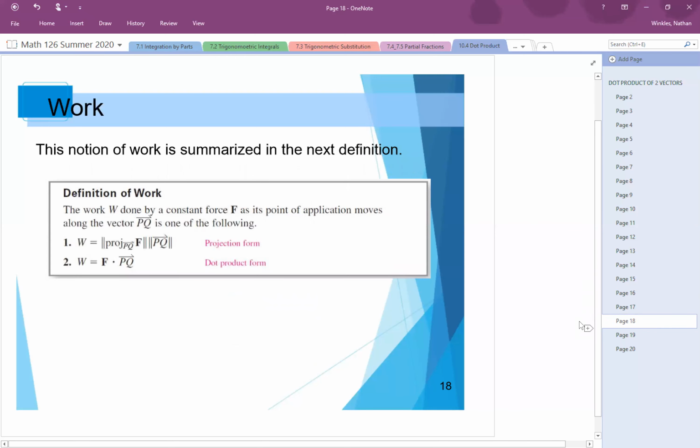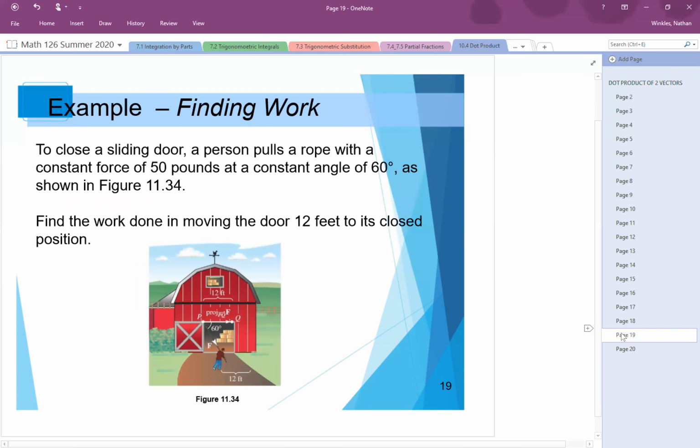This notion of work is summarized in this definition. The work W done by a constant force F, whose point of application moves along the vector PQ, is one of the following. W equals the magnitude of the projection of F on PQ times the magnitude of PQ. This is the projection form. In dot product form, W equals F dotted with the vector PQ. You might also have seen the formula work equals F D cosine theta. It's the same exact theory.